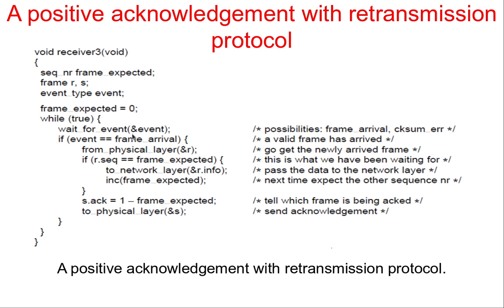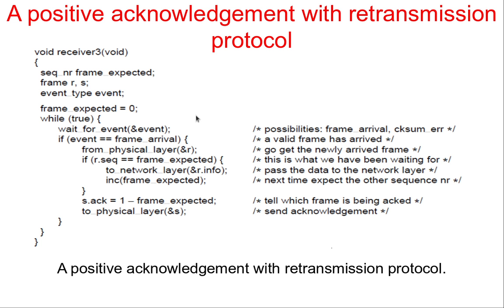Either a frame can arrive successfully, which is frame arrival, or it may arrive with some errors, that is checksum error. So if event is equal to frame arrival, that means a frame has arrived without any errors. So go to the physical layer, accept that frame into the variable r, and if r.sequence is equal to frame_expected, it was expecting a frame with the sequence number of 0.